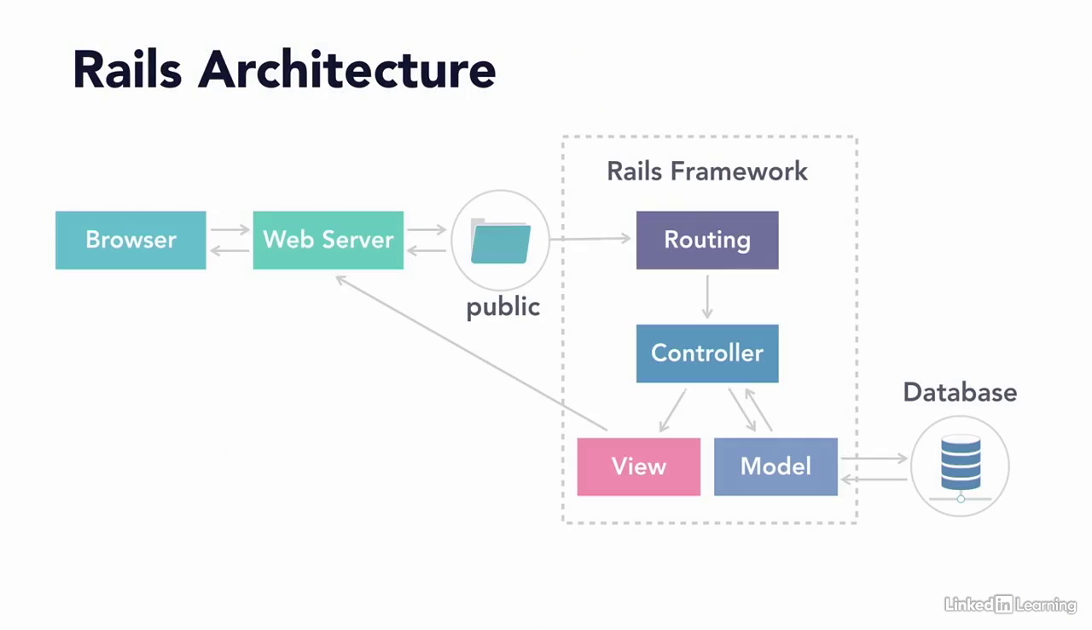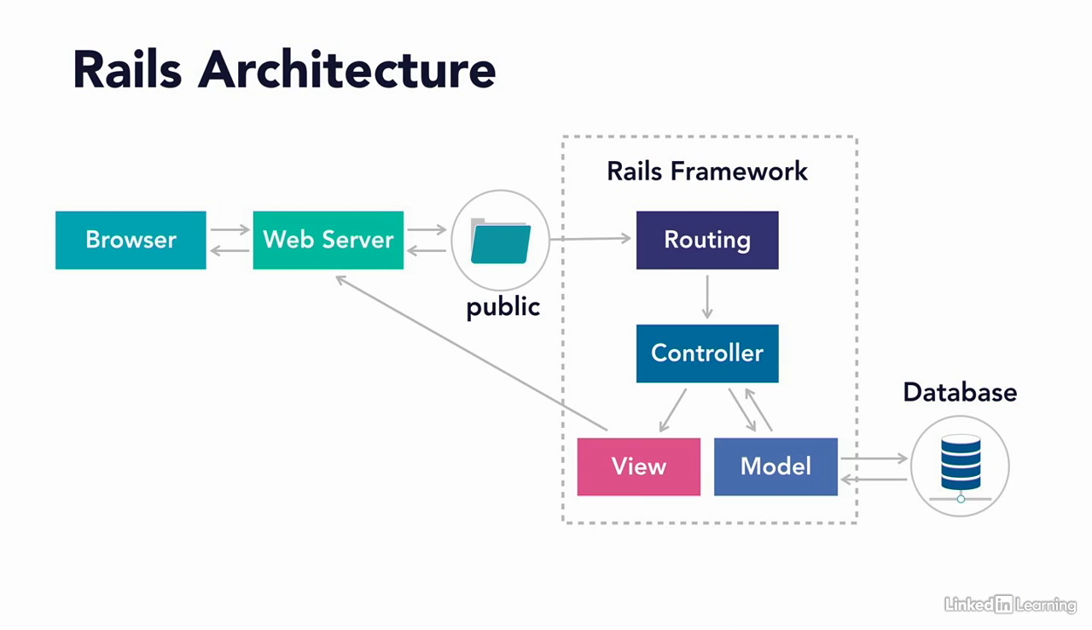The browser contacts a web server. In development, that's going to be Puma. In production, it might be Nginx or Apache. And then the web server is going to look at the public directory inside your Rails project. You may remember that I told you earlier that the public directory was a little bit special. And that's why we're going to configure our web server so that it looks at that public directory.